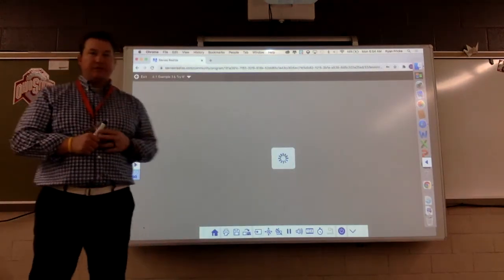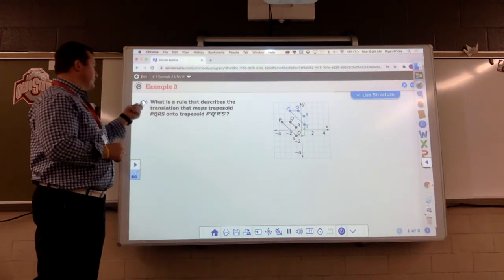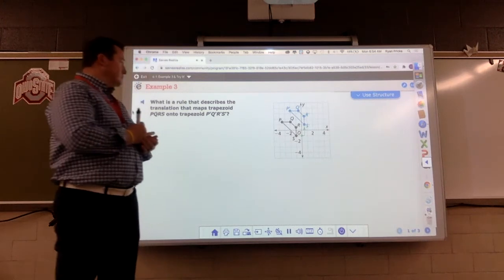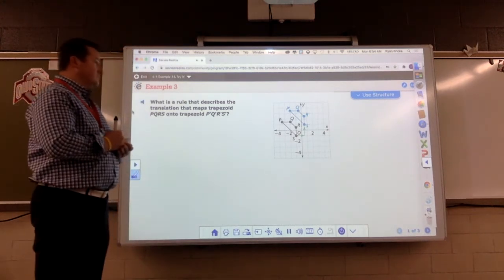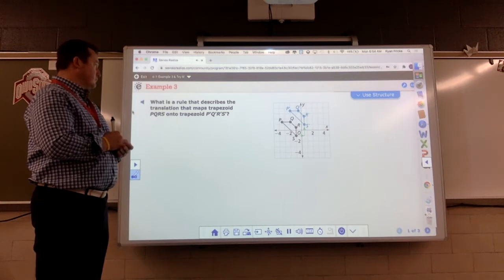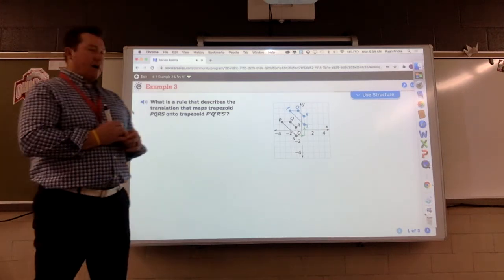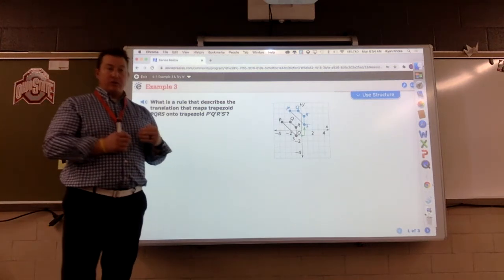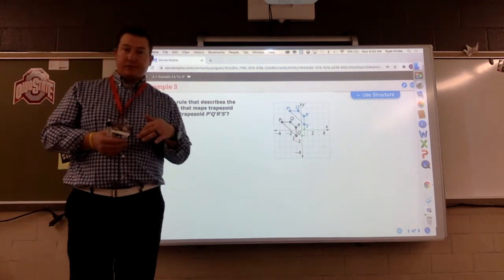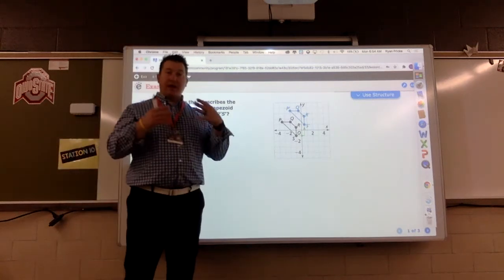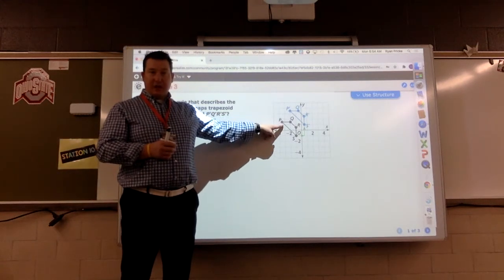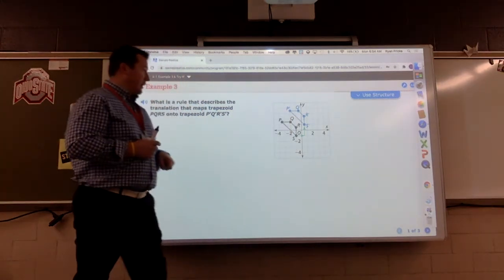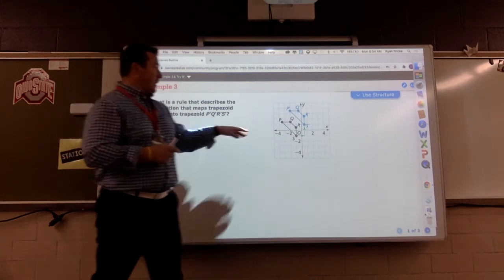Last one. This will be fun, I promise. What is a rule that describes the translation that maps trapezoid PQRS onto trapezoid P prime, Q prime, R prime, S prime? All right, so pre-image, image. Which one is the pre-image? Black or blue? Which one is the image? Well, guys, pre-image is going to be the one that came first. That's the black one here. Image, one that came second. That's the blue one over here. All right? Again, easy to note if you look for the prime marks, right?